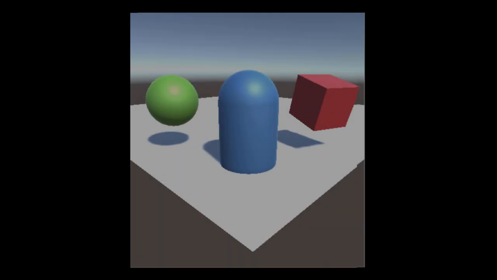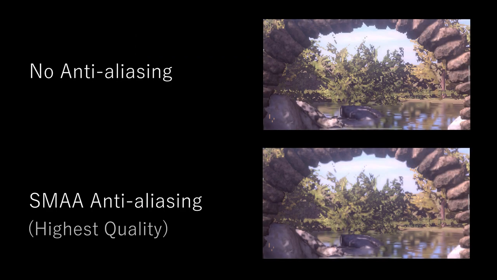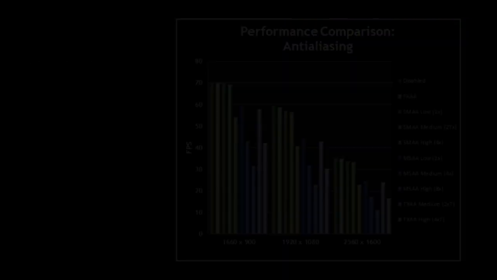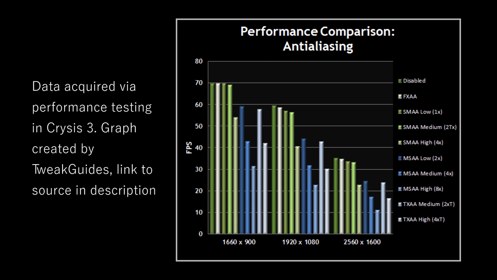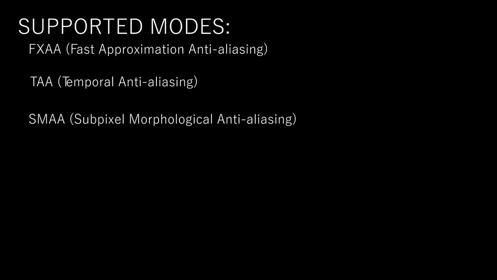Anti-aliasing simply provides a smoother appearance to graphics by removing that awful pixelated look, by blending the color of an edge with the color of pixels around. However, keep in mind, as the quality increases, so does the reduction in performance. Unity supports multiple anti-aliasing methods as follows: FXAA, Fast Approximation Anti-Aliasing, TAA, Temporal Anti-Aliasing, and SMAA, Subpixel Morphological Anti-Aliasing.